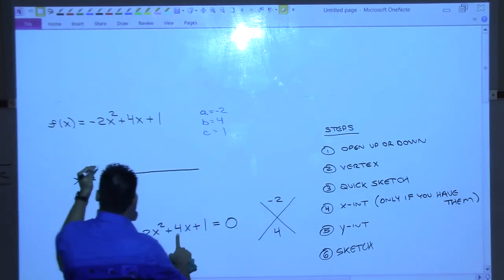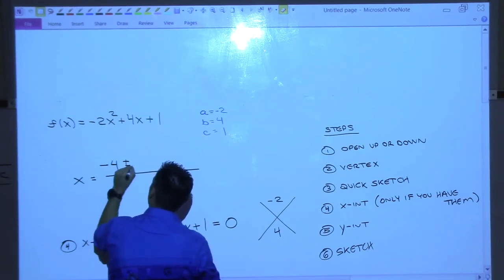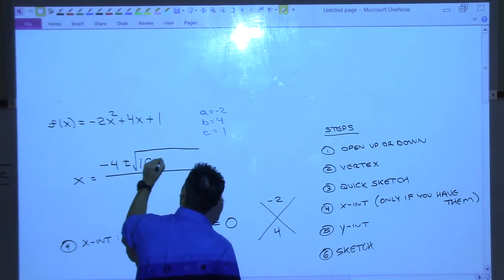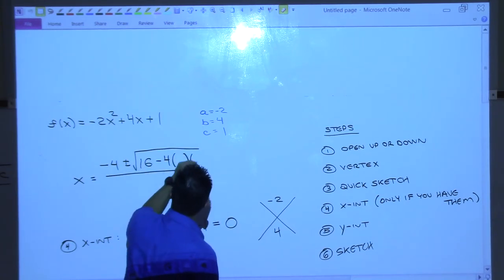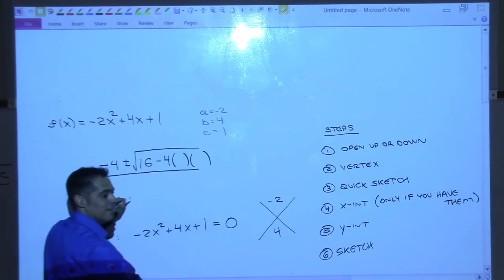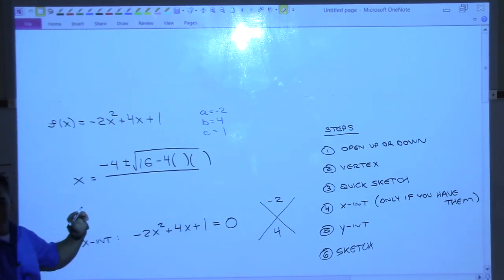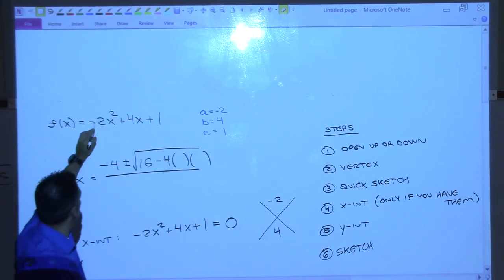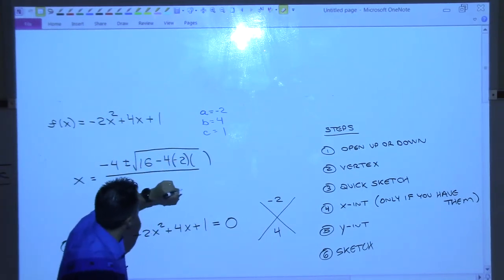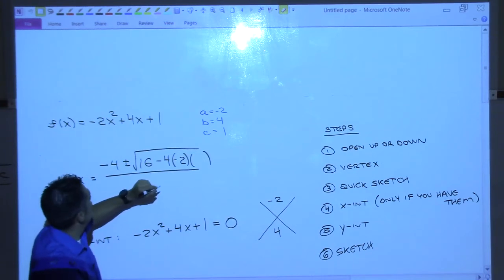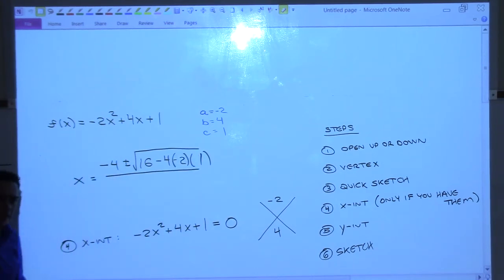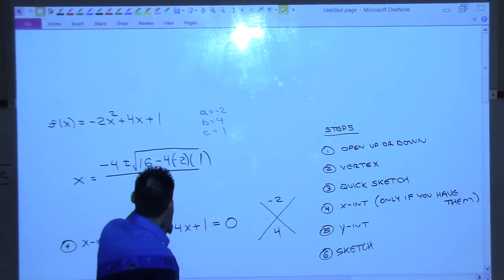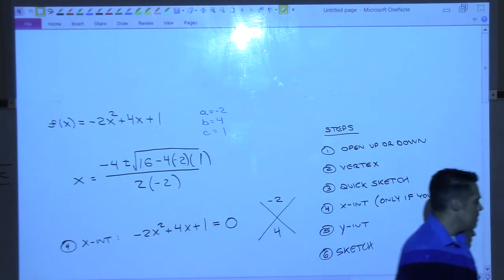Negative 4. Okay, so that's this. Negative b plus or minus square root. We'll just keep going around. 16. Good. Minus 4 times. Now we have two numbers here. So where are we going? Oh, you're out. Go ahead. Negative 2, so 4 times a, negative 2 here, and then 1, c. Okay, so that's that. And then all over 2 times negative 2. Okay, so we have to calculate that, right?